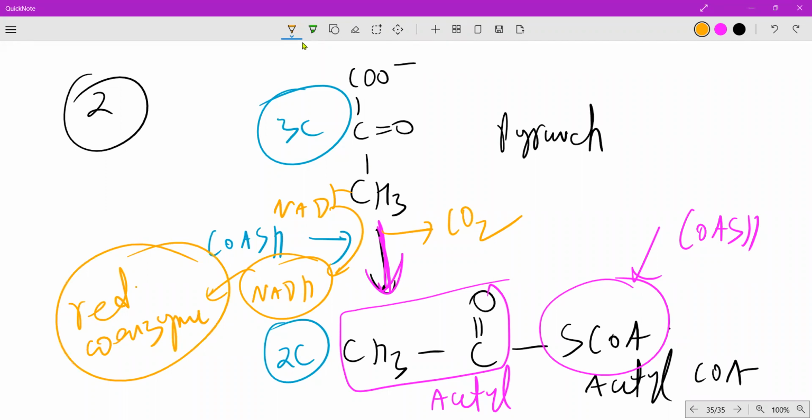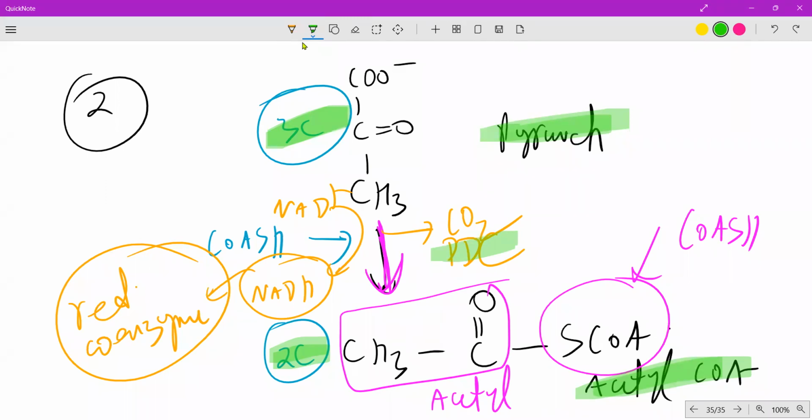Look at the reaction. From 3-carbon, we are getting something which is 2-carbon. From pyruvate, we get acetyl CoA. In fact, this reaction is an example. And who catalyzes the reaction? The reaction is catalyzed by PDC, pyruvate dehydrogenase complex. So this is very important.